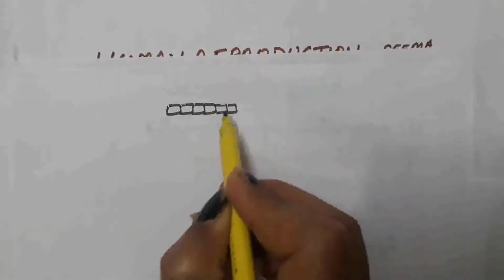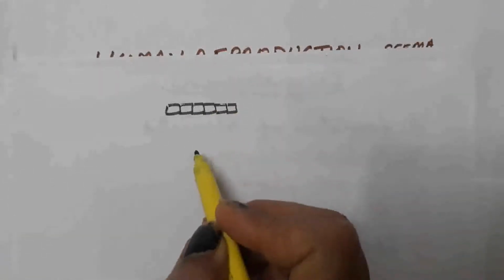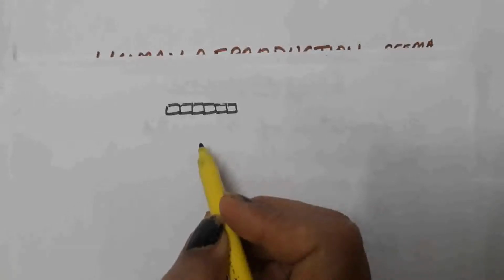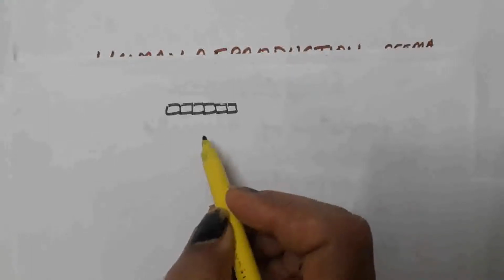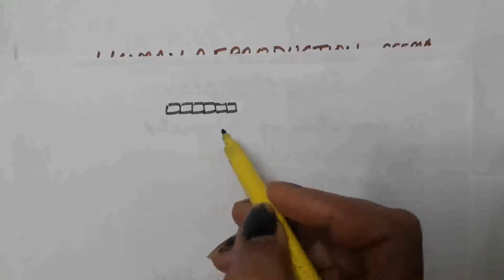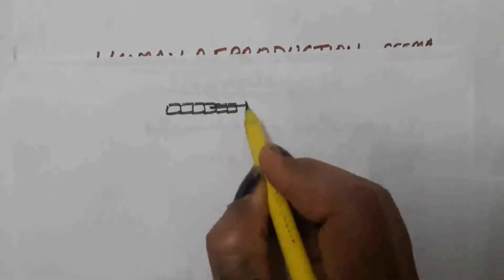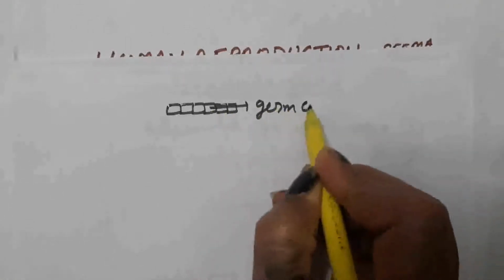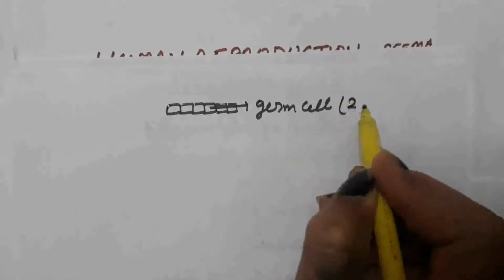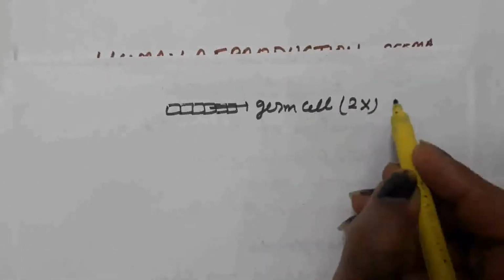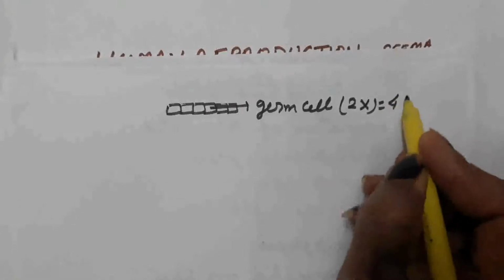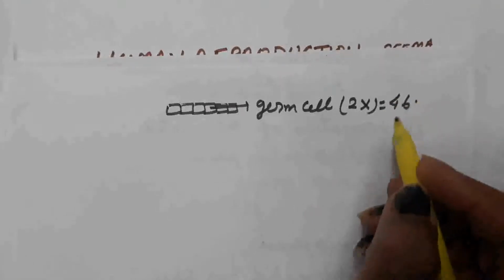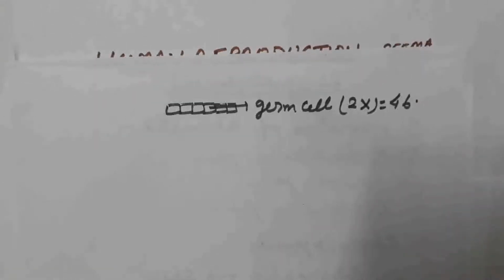Two types of cells are present in it. One is the germ cell and the other is the Sertoli cells. Germ cells participate in the formation of sperm, so we start the process with the germ cell. The chromosome number in each germ cell is 2n, that is diploid, and in the case of human beings it is 46, or 23 pairs of chromosomes are present in each germ cell.